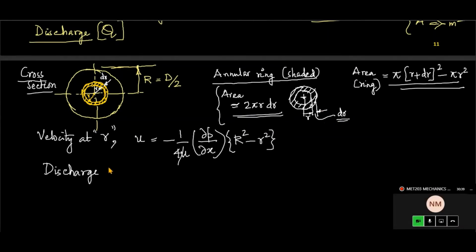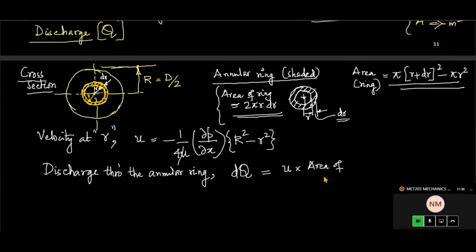So now the discharge through the annular ring. This is the area of the ring, don't get confused, it's not the circle. We write it as dq, a smaller discharge, not through the entire pipe. We take a small annular ring and find the discharge through it, and then we will take the discharge through the complete cross section, the full circle. That is how we are going to proceed. So velocity multiplied by the area of the ring.